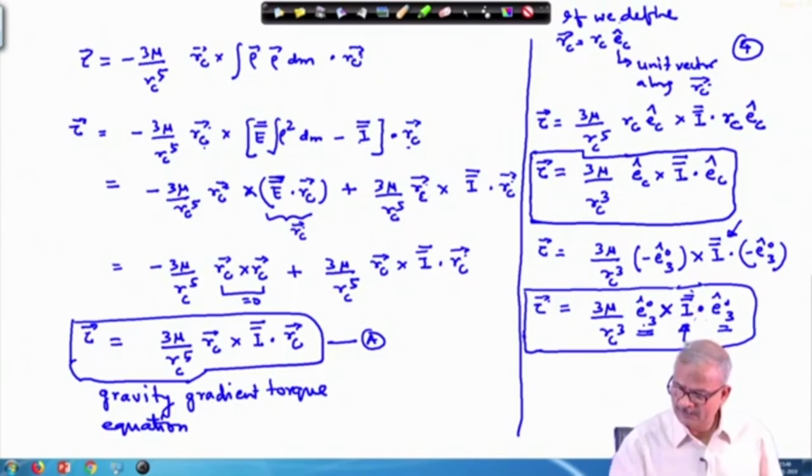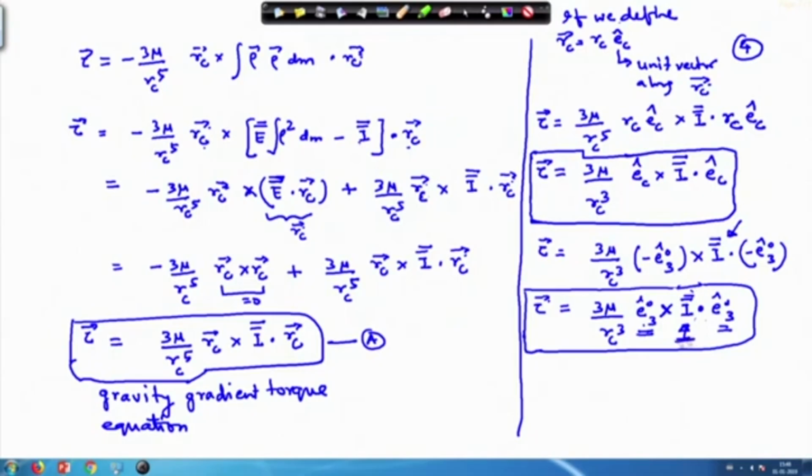So, if you look here in this place, this I double bar vector is a dyadic, which we are calling the inertia dyadic. This inertia dyadic is currently expressed in terms of orbital reference frame vectors. Here it is expressed in terms of these vectors, E2 cap, E3 cap.